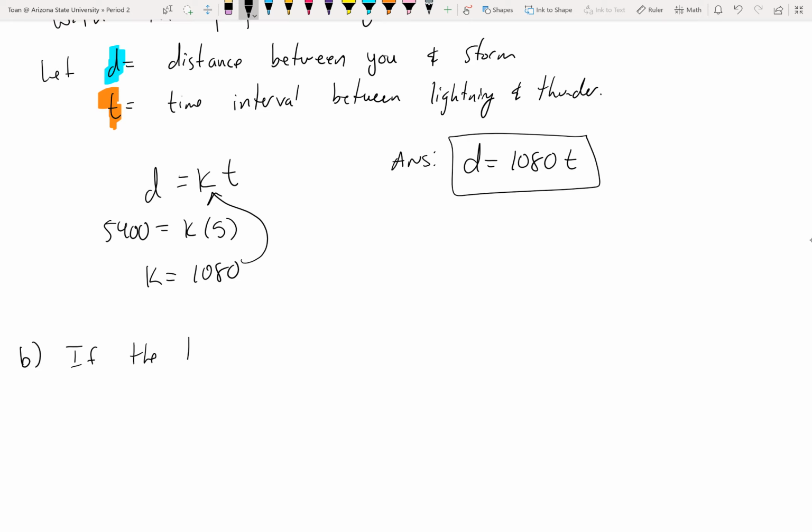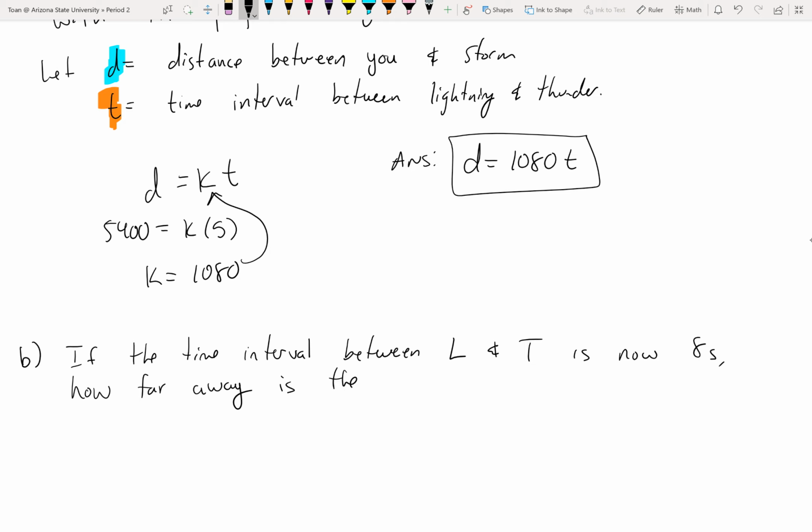If the time interval between lightning and thunder, L and T, is now 8 seconds, how far away is the storm? Right. This would be a hard question to answer. We're not weather people. We're not meteorologists. How the heck are we supposed to answer this question?